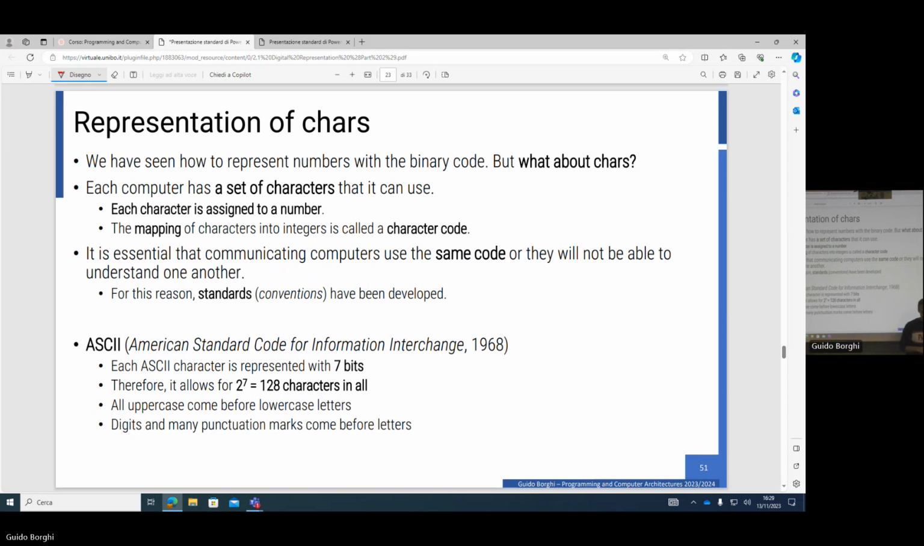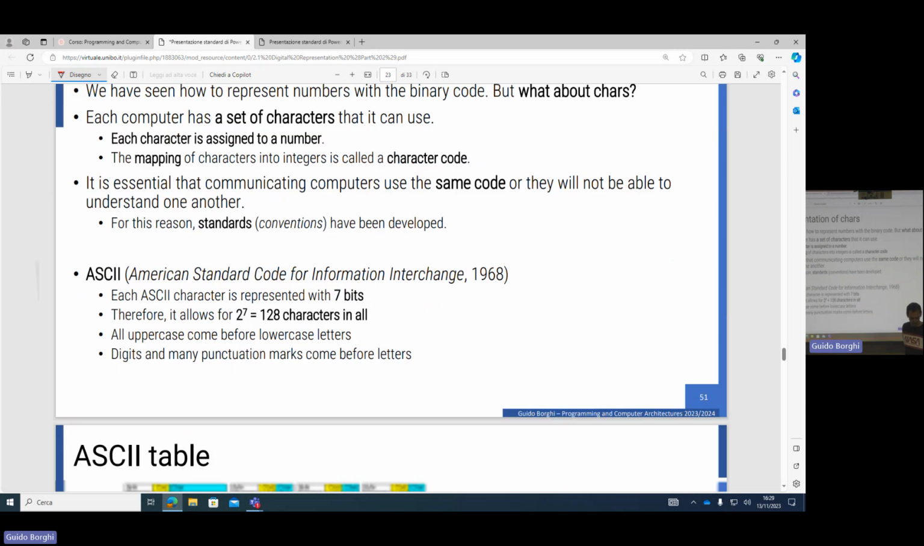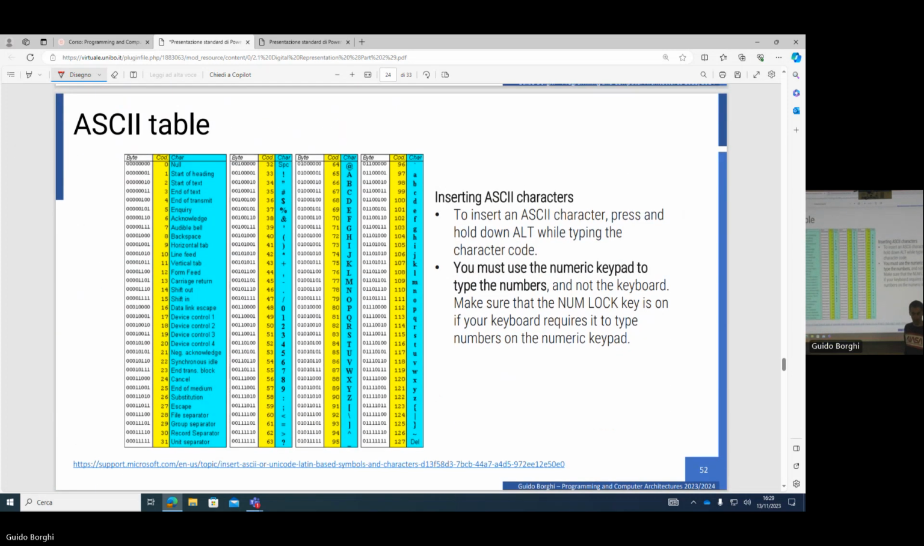So ASCII code is one of the first important conventions, but unfortunately we have a very small amount of bits, so it's hard to use this convention to represent all the characters. And we are going to see how it's possible to solve this problem. Before that, we can see the ASCII table.